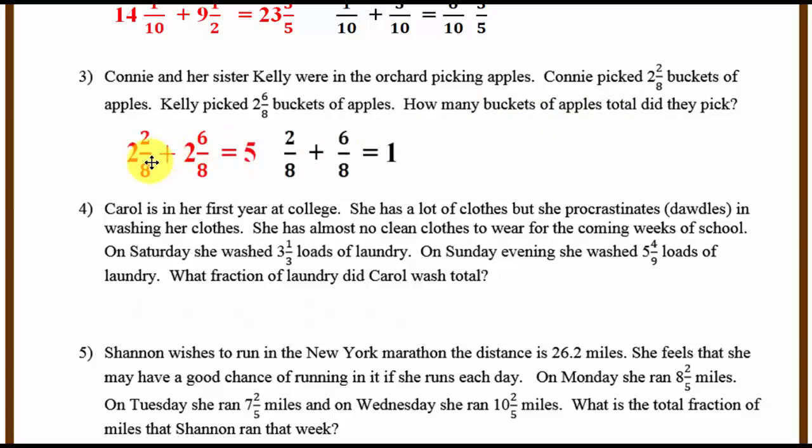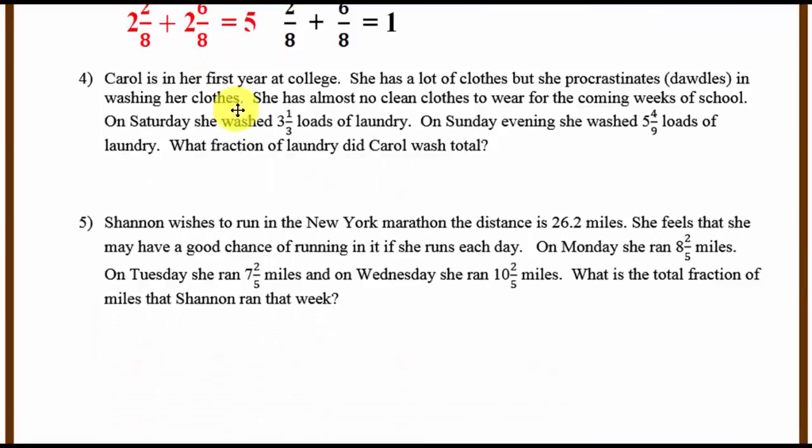Well, here's what we have. 2 2/8, that was Connie. 2 6/8, that was Kelly. And 2 plus 2 is 4, but look carefully. You'll notice that we have 2/8 plus 6/8, and 2/8 plus 6/8 equals 1. So that's a whole. So now we have 2 plus 2 plus 1 is 5. Hopefully your answers matched ours. All right, let's look at number 4.